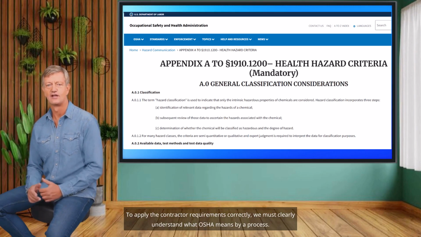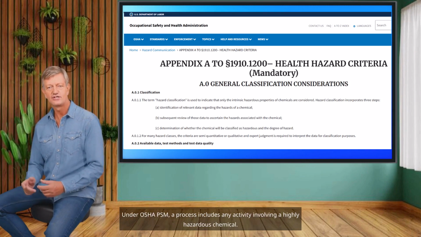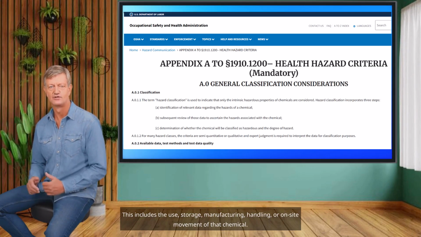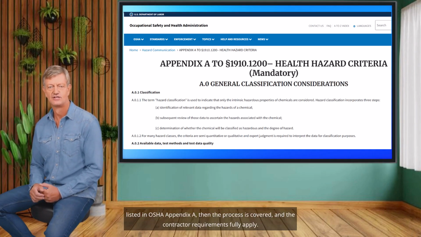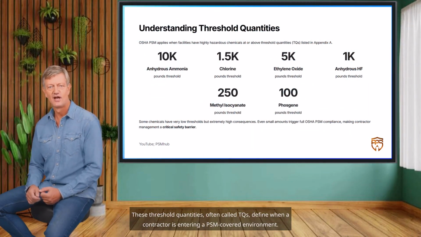To apply the contractor requirements correctly, we must clearly understand what OSHA means by a process. Under OSHA PSM, a process includes any activity involving a highly hazardous chemical. This includes the use, storage, manufacturing, handling, or on-site movement of that chemical. If a facility has a chemical at or above the threshold quantity listed in OSHA Appendix A, then the process is covered, and the contractor requirements fully apply. These threshold quantities, often called TQs, define when a contractor is entering a PSM-covered environment.